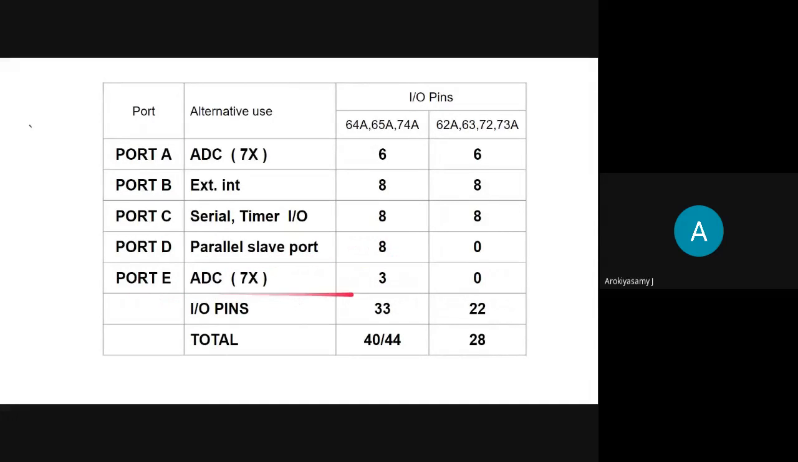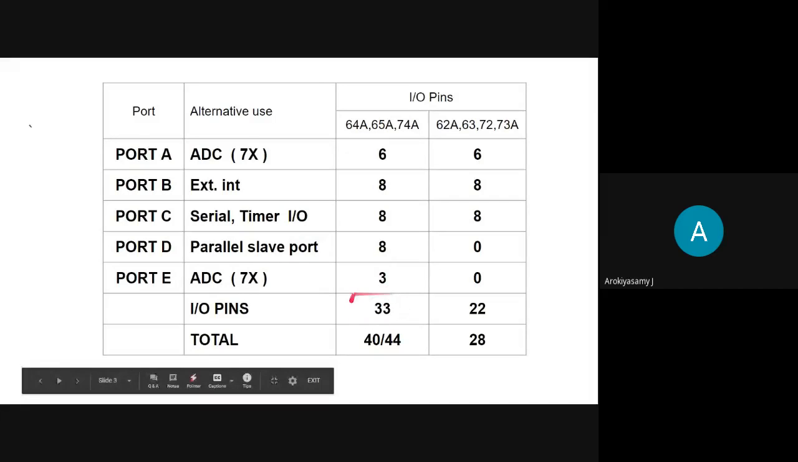Next, port E bits. The 3 bits are available. These 3 bits are used for analog to digital conversion in the 7X series also. But these pins are also used for port E. Sometimes it is used for port E, sometimes it is used for ADC. It is called multiplexing. So as a whole, port A 6 pins, port B 8 pins, port C 8 pins, port D 8 pins, and port E 3 pins. Totally there are 33 pins in 40 pin packages.